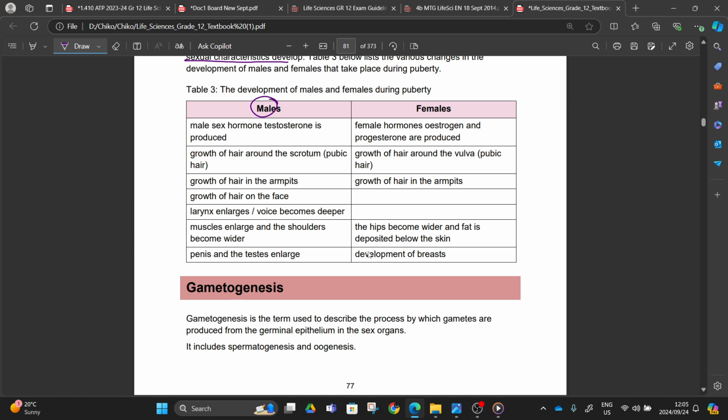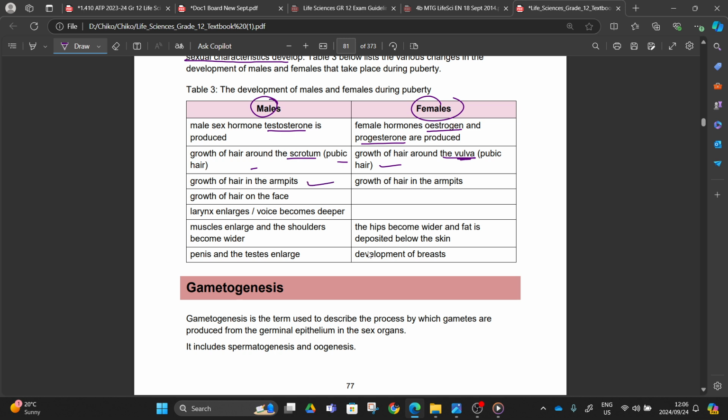And then we have the difference between males and females. In males, we see that the sex hormone testosterone is produced, but in our females, we see estrogen and progesterone. On this side, they grow hair on our scrotum, pubic hair. On this side, they are going to grow around our vulva, also called pubic hair.